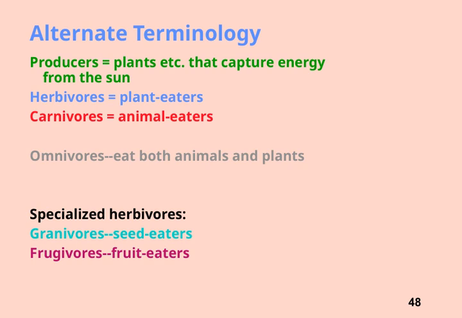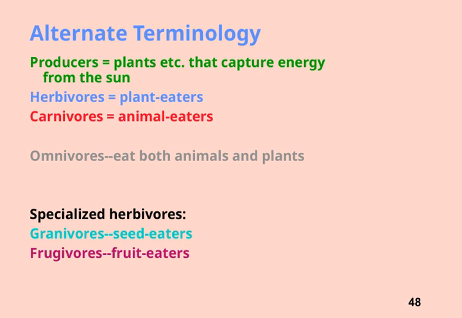First, we have producers, which are primarily plants and other organisms that capture energy directly from the sun through photosynthesis. They form the foundation of most food webs. Next, herbivores are animals that eat plants, while carnivores are those that eat other animals. You'll also often see omnivores, which have a more varied diet. They eat both plants and animals.